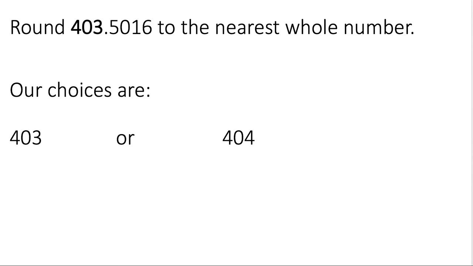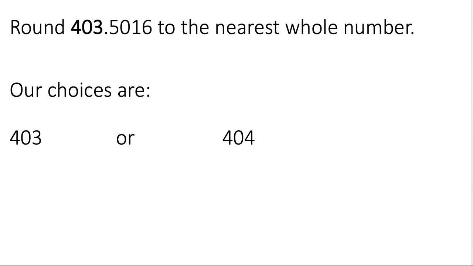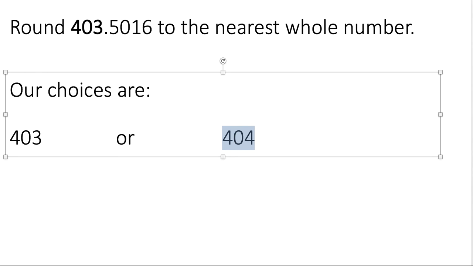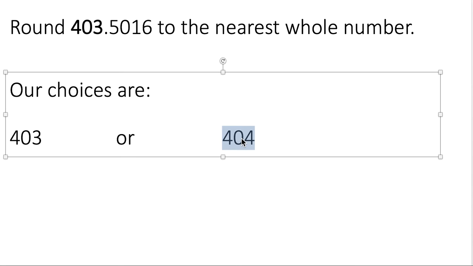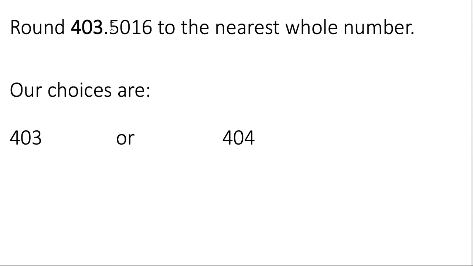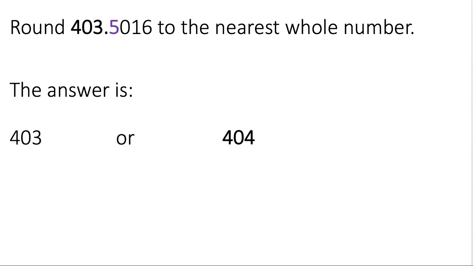Well, again, let's look at the digit 1 to the right. It's 403.5016. So it's more than halfway to 404. To be precise, it's 5,016 out of 10,000 of the way to 404. But you don't need all those digits. All you got to do is look at the 5. 5 to 9, climb the vine. So our answer is 404.